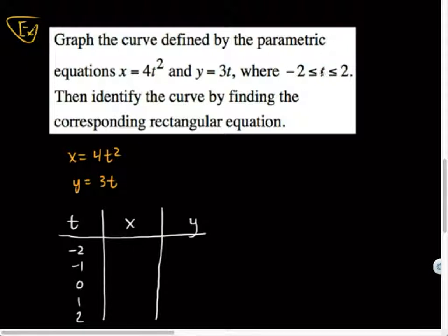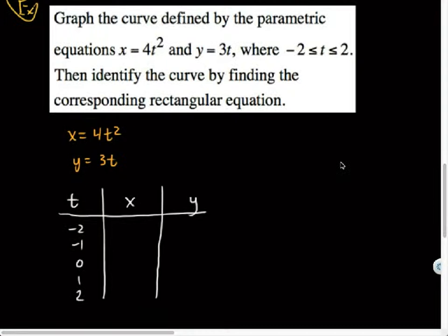Since t happens to be going from -2 to +2, I chose my t values that are going to be nice for me. So let's fill out this table. Let's work with the y first. 3t, so 3 times -2 is -6. 3 times -1 is -3. 3 times 0 is 0. 3 and +6, right?